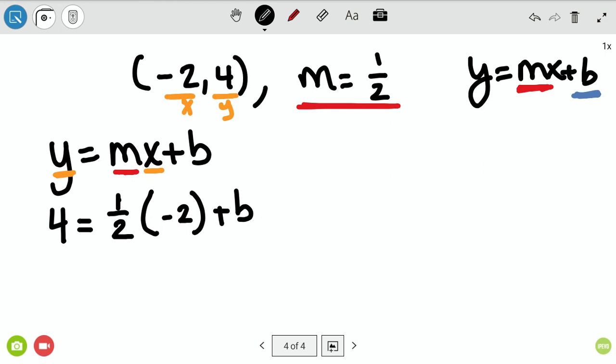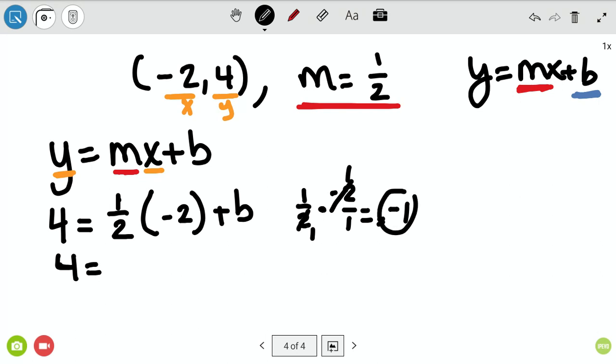That's what we need to solve for. And again, come out to the side if you need to. 1/2 times -2/1. Well, those cancel out to 1 and 1, and we're left with -1. So you've got 4 equals. Remember, you got a positive times a negative. So whatever work you did out here, you need to make sure it comes out to a negative. So 1/2 times -2 is -1 plus b. And then we're going to add 1 and add 1. And we get b equals 5.